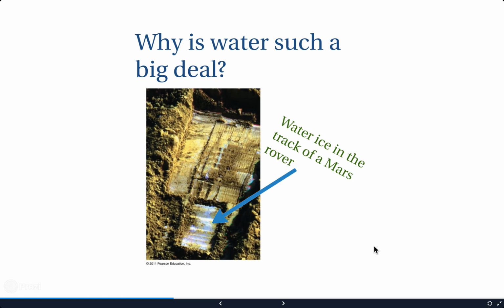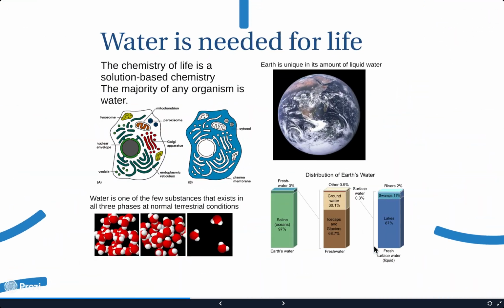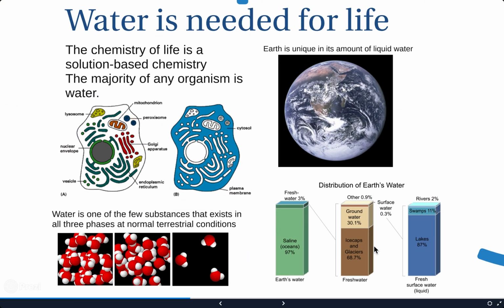So here's an image of water ice on the tracks of a Mars rover. And so we've discovered that there's water on Mars. We've discovered that there's water on the moon. But remember, they're always frozen. Okay? But where there's water, there could be life. So water is needed for life. The chemistry of life is a solution-based chemistry. So the majority of any organism is going to be water. Earth is unique in its amount of liquid water.